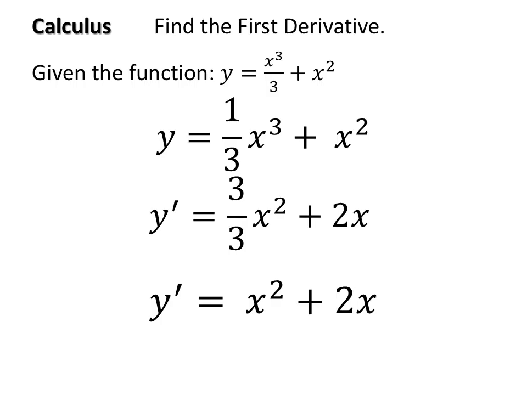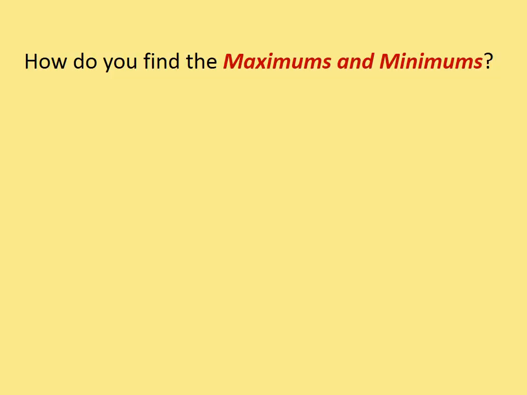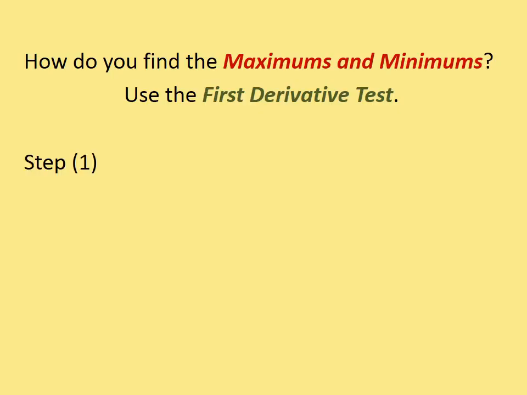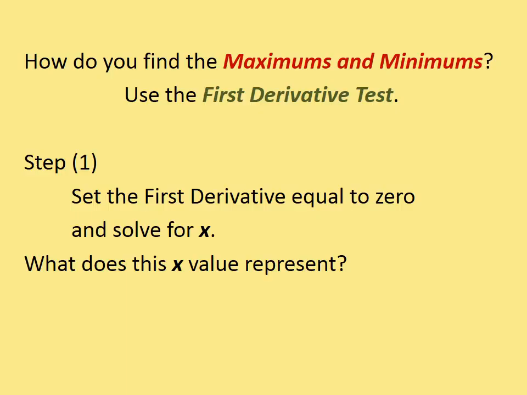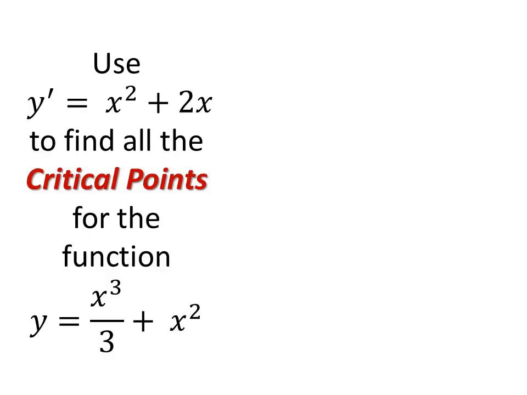All right, how do we find the max or the min? We use the first derivative test. Okay, step 1. Set the first derivative equal to 0 and solve for x. What does this x value represent? The x value of a critical point. Okay? Now, let's do it.